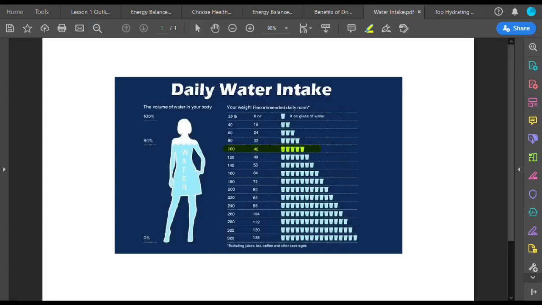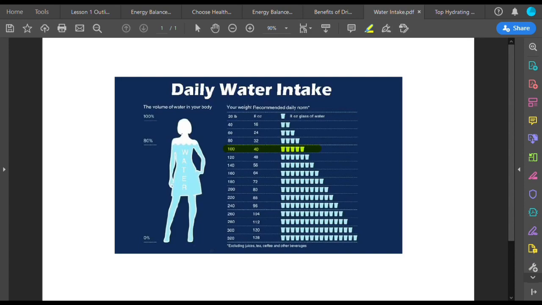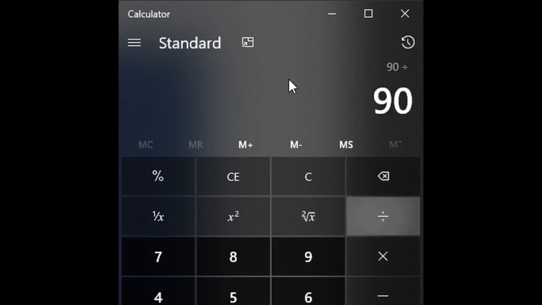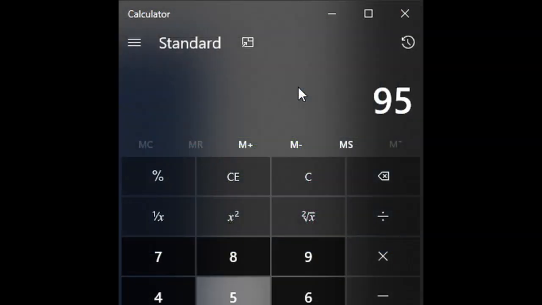Another example is 80 pounds divided by 2, you get 40. Move the decimal over, you get 4 cups. 90 pounds divided by 2 gives you 45. You move the decimal over, that gives you 4.5 cups of water. For any weight that is not a perfect 10, the math gets a little complicated. For example, if you weigh 95 pounds, divide that by 2, that gives you 47.5, which means 4.75 cups of water. That is too complicated. Just round your weight to the nearest 10, which is easier to calculate.